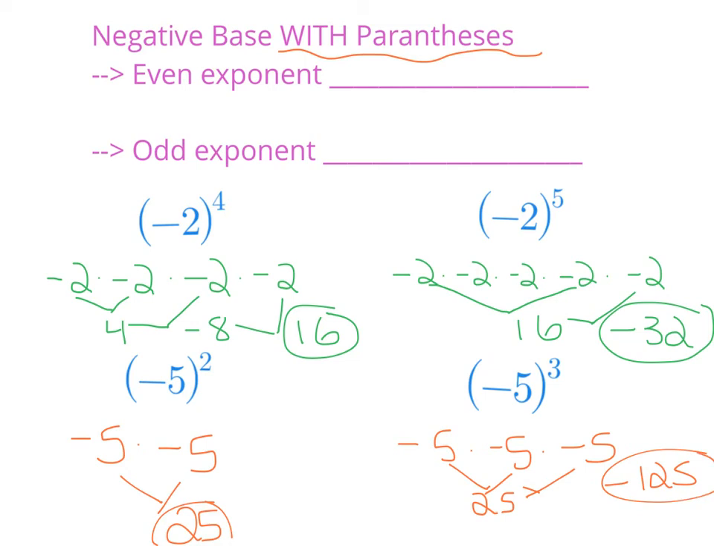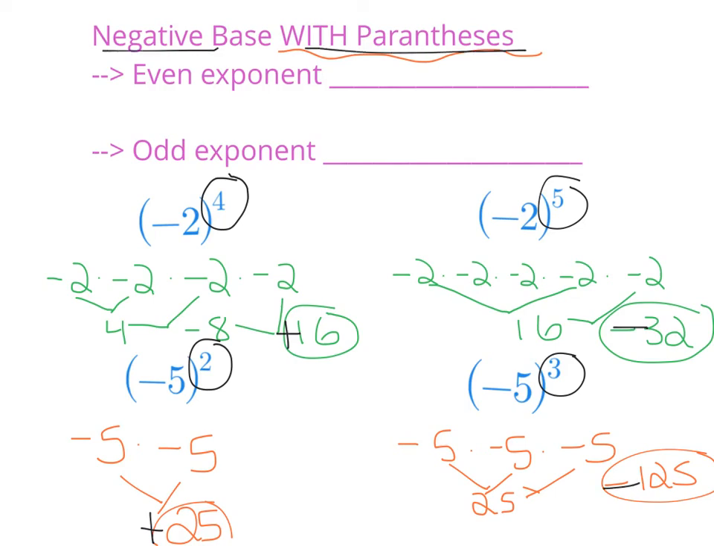Alright, so we look back. Let's see what the pattern is. When I had an even exponent, I had a positive number. Even exponent, positive number. Odd exponent, negative number. So if I have a negative base in parentheses with an even exponent, it will always be positive. But if it's a negative base in parentheses with an odd exponent, it will be negative.